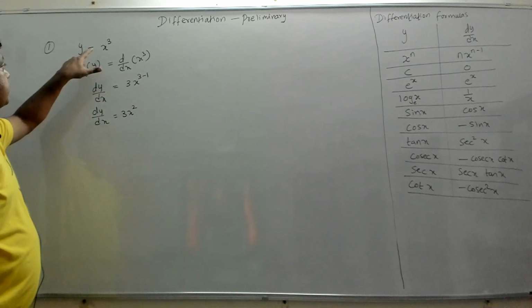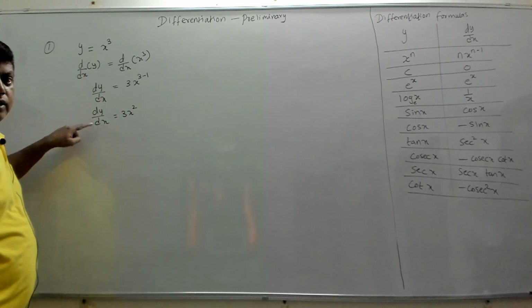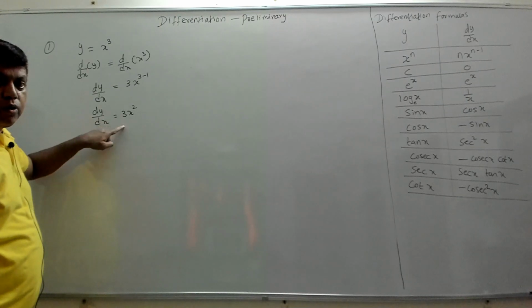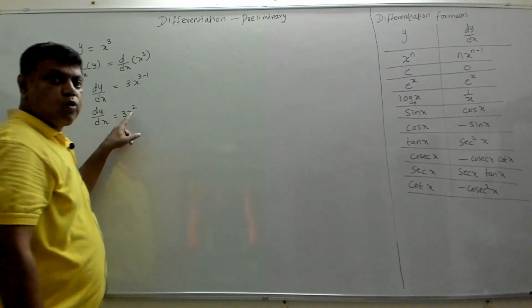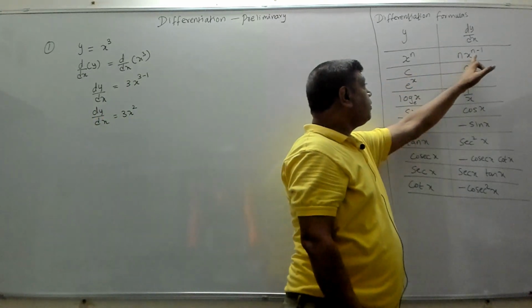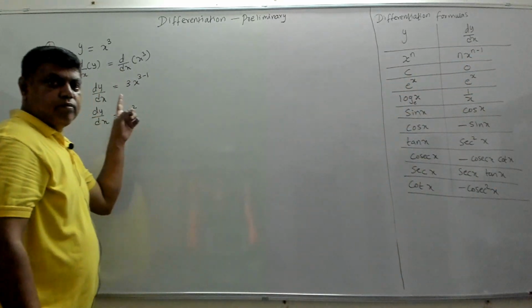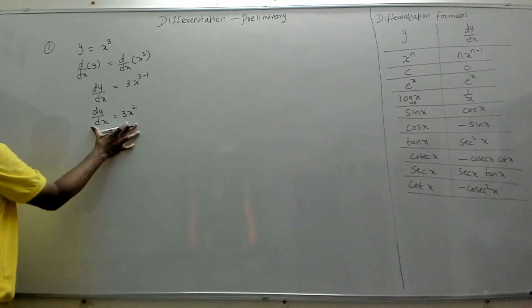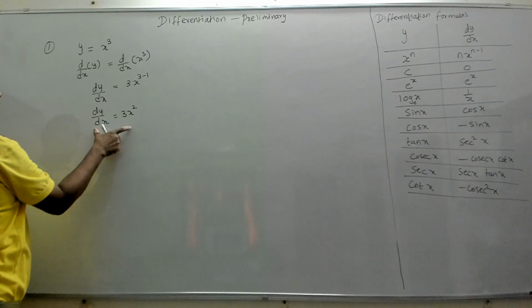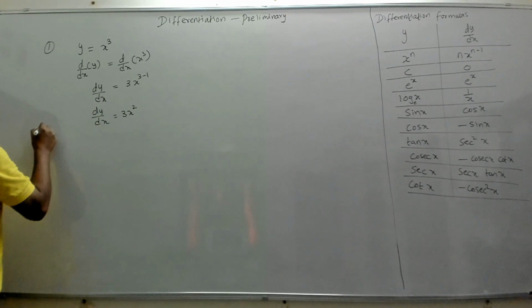Now y is x cube means dy by dx, differentiating y with respect to x, will be equal to differentiating x cube. Differentiation of x cube is 3x square. We apply n x power n minus 1, and n here is 3 for x cube. Fine. So this is the answer. The differentiation of y equal to x cube is this. Now let's take the second problem.